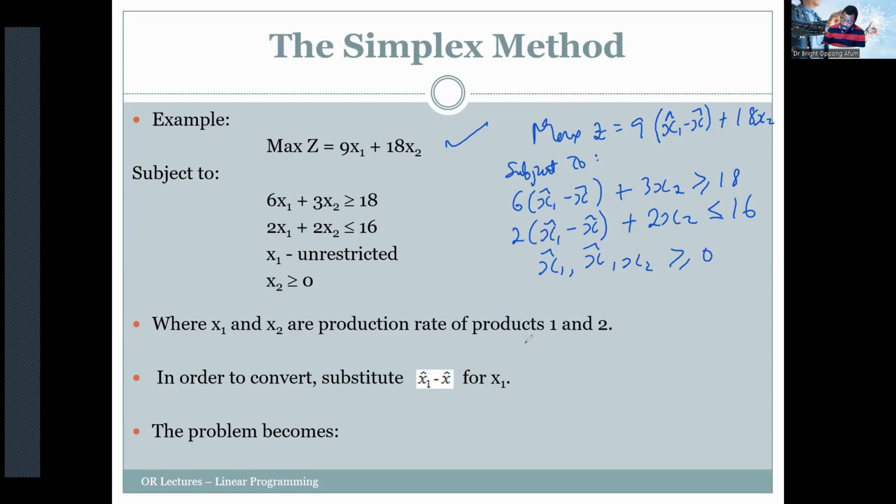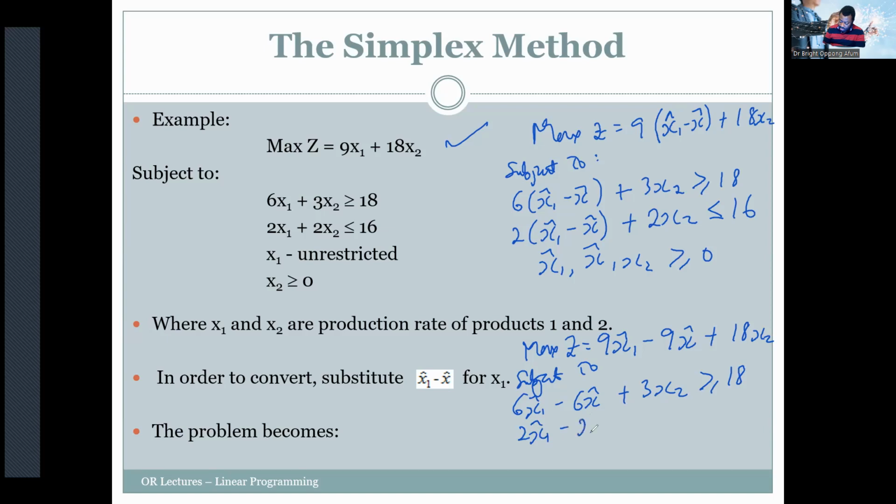To expand this, we are maximizing Z = 9x1 cap minus 9S cap plus 18x2, subject to 6x1 cap minus 6S cap plus 3x2 greater than or equal to 18, 2x1 cap minus 2S cap plus 2x2 less than or equal to 16, and x1 cap, S cap, x2 greater than or equal to 0.